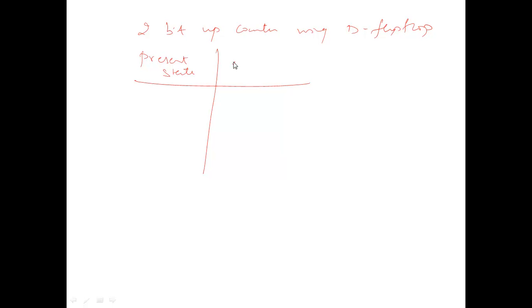Say for example, you want to do the same thing with a D flip-flop. A 2-bit up counter using D flip-flop. So what you need to do, you need not change the state table. Present state A, B, next state A plus, B plus: 0, 0 goes to 0, 1; 0, 1 goes to 1, 0; 1, 0 goes to 1, 1; 1, 1 goes to 0, 0. So this is the state table we have derived for the 2-bit up counter.